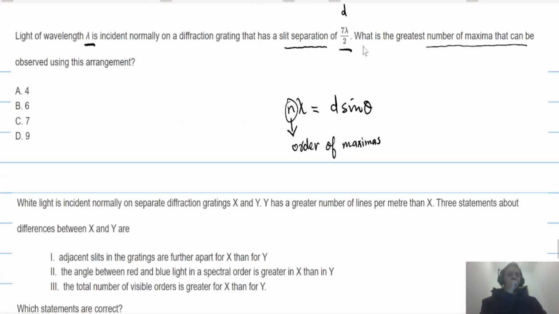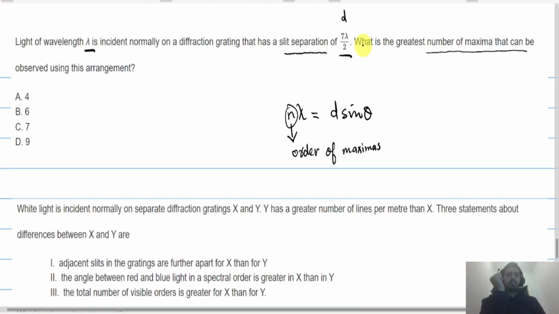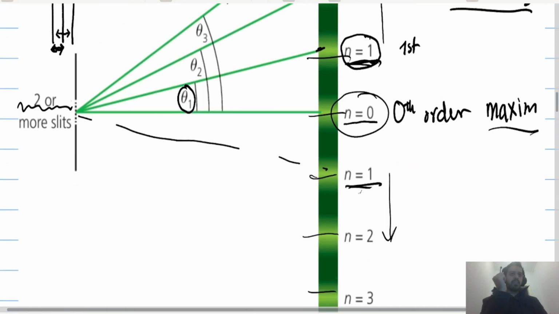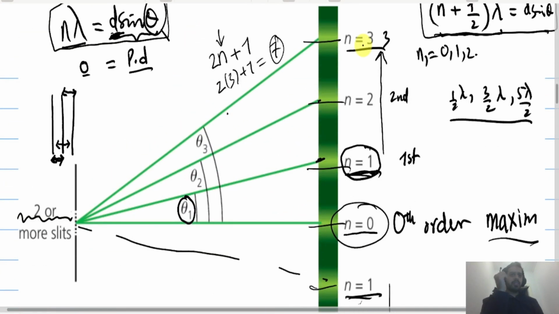Okay. So if we have light of wavelength lambda, how can we find the greatest number of maxima? This also you can understand from this picture. So what is the maximum order for n that you can have?